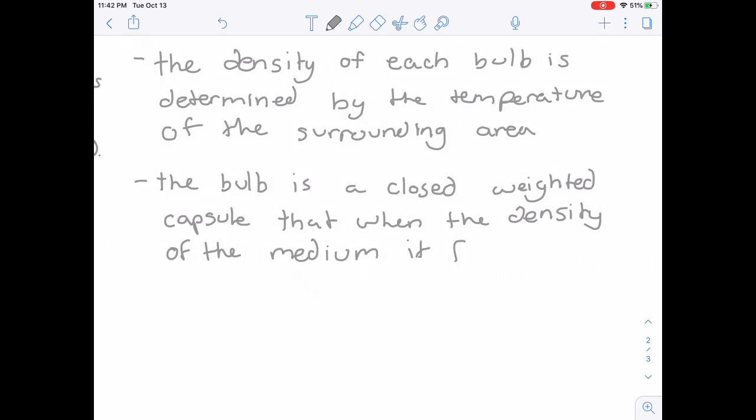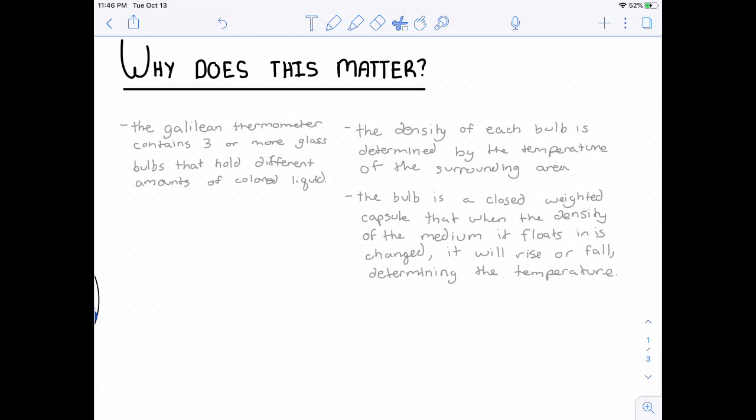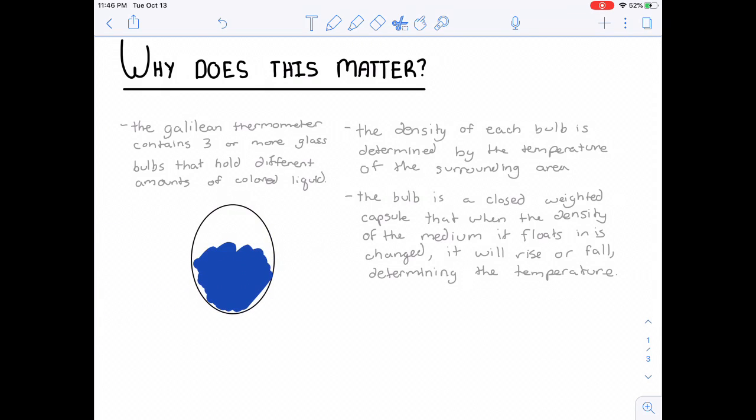Also, if the density of the bulb is greater than the density of the fluid, the bulb will sink. If the density of the bulb is less than the density of the fluid, the bulb will rise. If the densities are equal, the bulb will float in the middle. The bulb floating closest to the middle determines the temperature. And here is a drawing of a bulb.